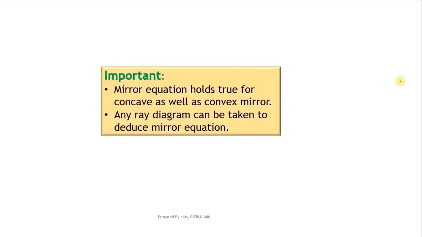Now, here are some important points. The mirror equation holds true for concave as well as convex mirrors. So if we derive the equation using a concave mirror, it will hold true for convex as well. Clear? And second, any ray diagram can be taken to derive the mirror equation. There are a total of 8 ray diagrams, and you can take any one which suits you. So now let's start with the derivation of the mirror equation.